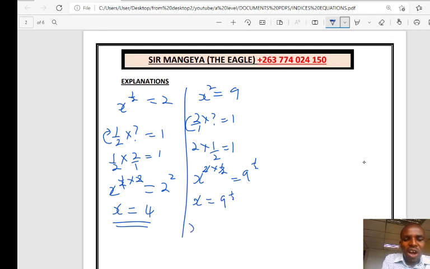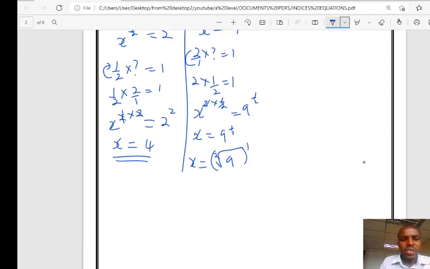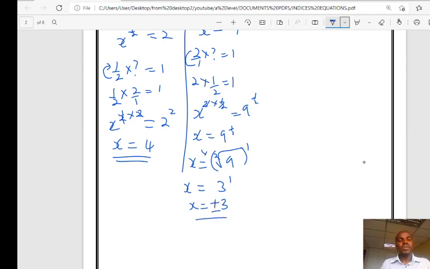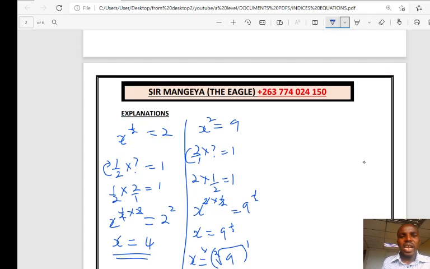Then 9 to the power half, apply the laws of indices, fractional indices: square root of 9 to the power 1. Then x is equal to the square root of 9, which is 3, to the power 1. X is equal to 3 to the power 1, which is 3. Then for the square root of a number, you have to know that it is plus or minus. So the answer will be plus or minus 3.